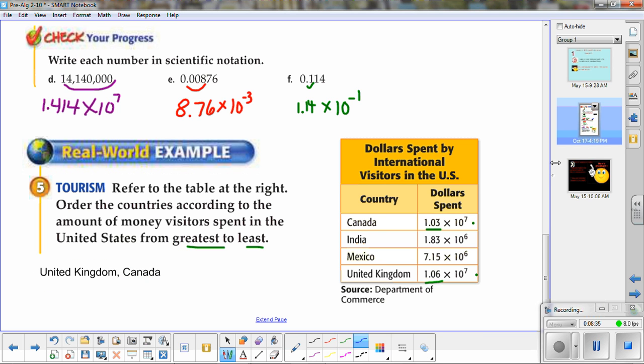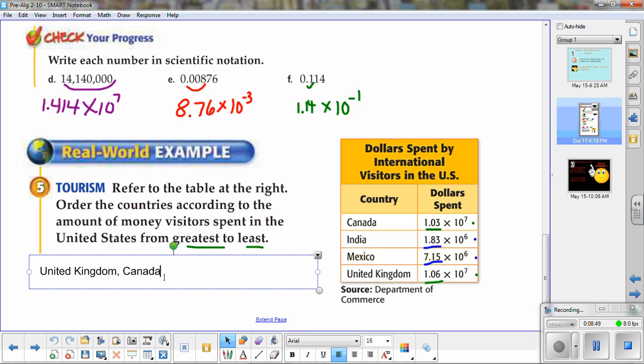And now we want to look at the next two. These both are to the 6th power. So I want to look at these two numbers right here. Mexico is obviously bigger than India. So we're going to go ahead and put Mexico as the next largest. And the smallest would be India.